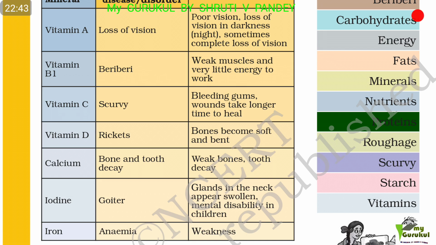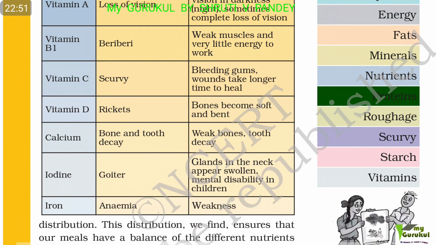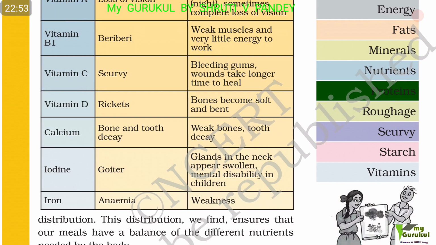Deficiency of calcium causes bone and tooth decay. Symptoms are weak bones, tooth decay. Deficiency of iodine causes goiter. Glands in the neck appear swollen. Mental disability in children. Deficiency of iron causes anemia and its symptoms are weakness.